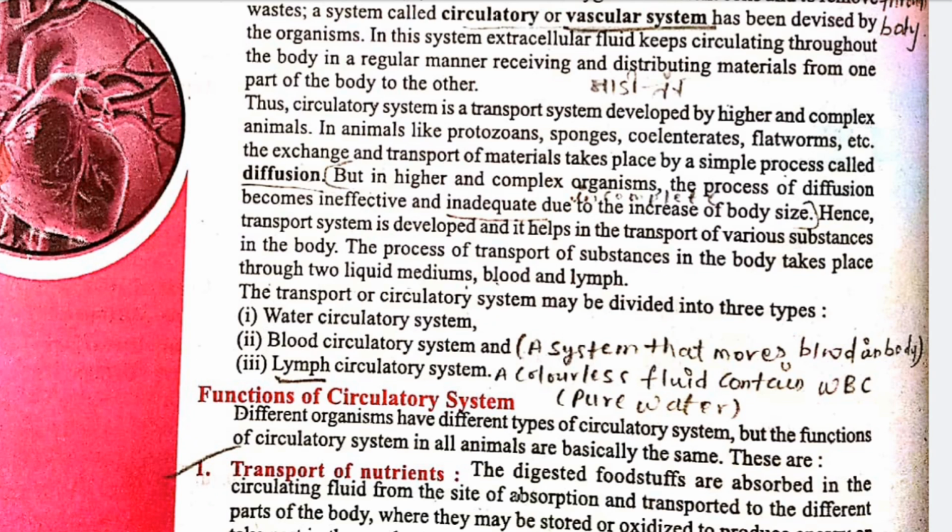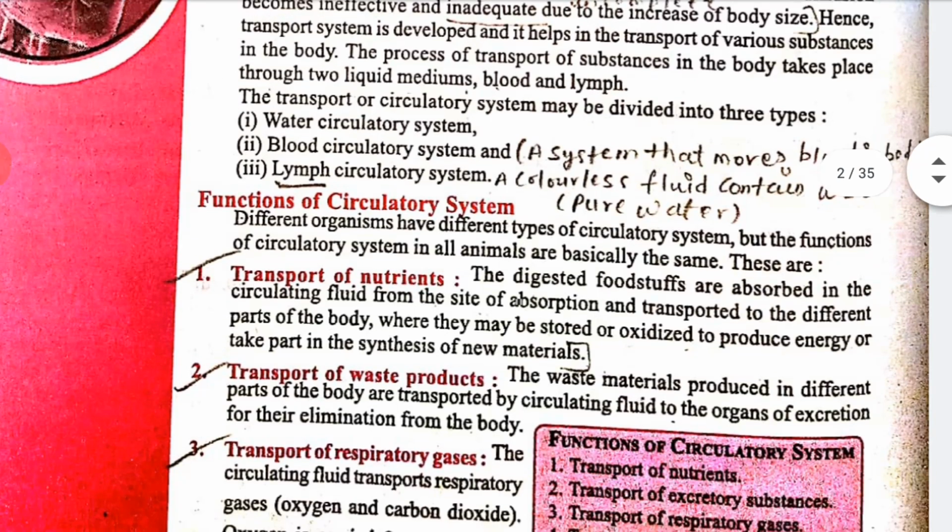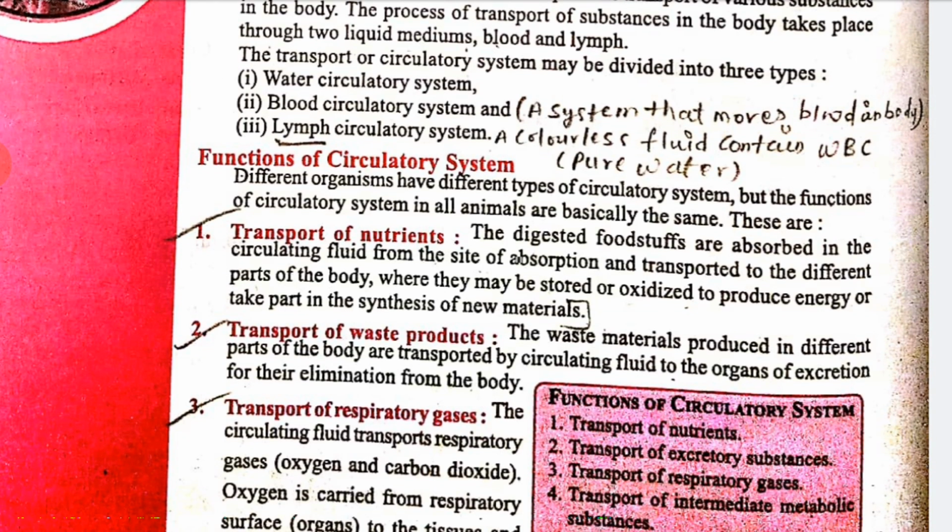Hence we can say the transport system is developed and it helps in the transport of various substances in the body. The process of transport of substances in the body takes place through two liquid mediums, that is blood and lymph. So we can say that the transport or circulatory system may be divided into three types. First we have the water circulatory system, next is the blood circulatory system, and the last is the lymph circulatory system.